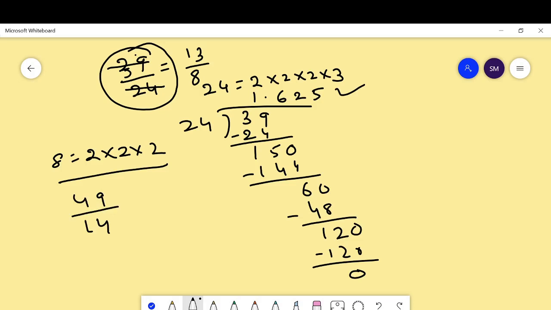Here is another example, this is also a twist. 49 upon 14. If you factorize 14, 14 is equal to 2 into 7. This is not only the factors of 2 or 5. Then you say this is not a terminating decimal number, but this is terminating because this is not in lowest terms. Divide it by 7. This is 7 upon 2. Here the denominator is a multiple of only 2. Yes, this is terminating. If we divide, we get 3.5. This is a terminating decimal number.